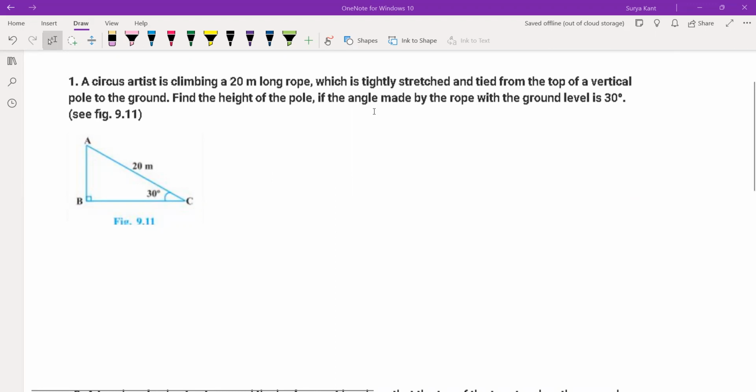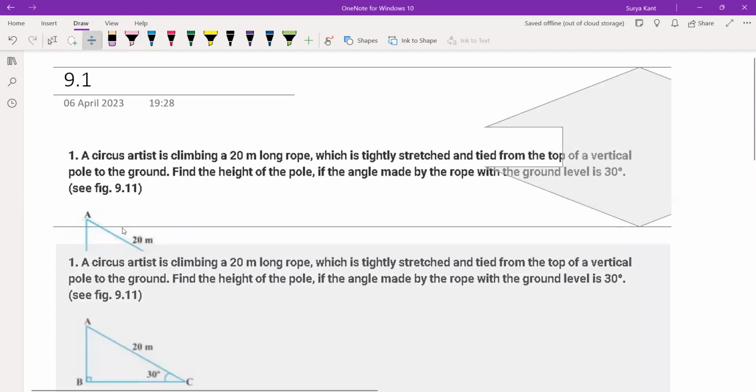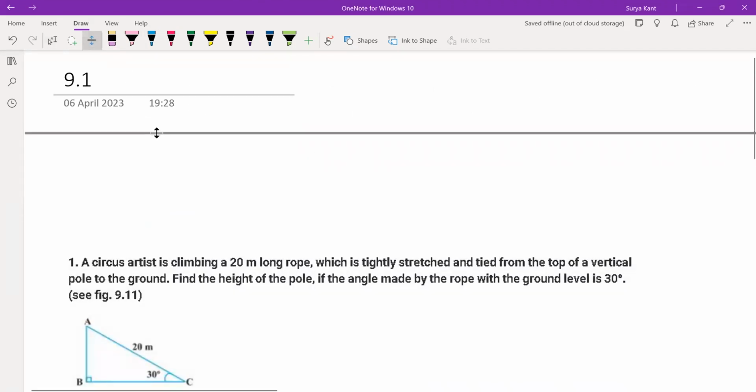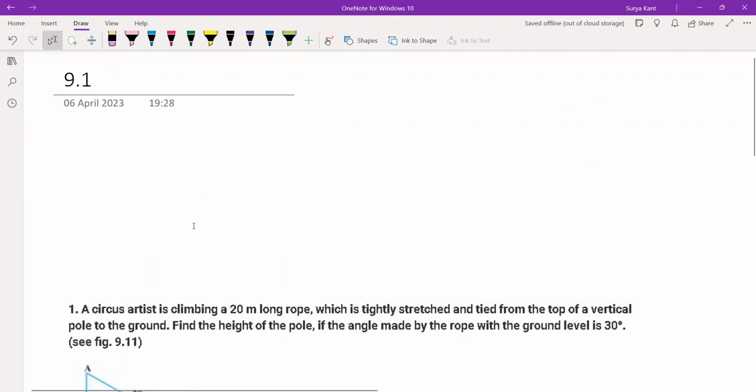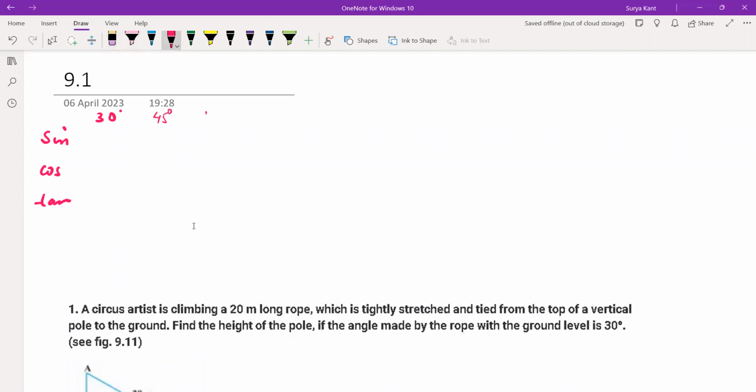All of you on the camera now. Last class I told you that we have very few concepts left. We should read only sine, cos, and tan, three concepts you should remember. And degrees only 30, 45, and 60 in this chapter.